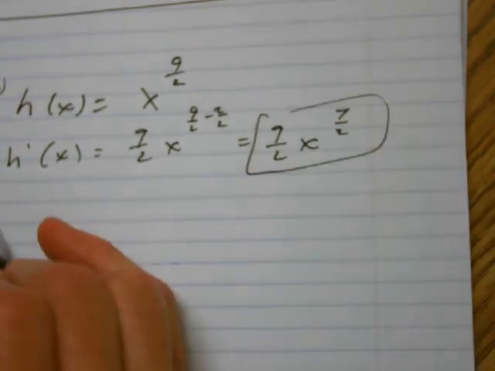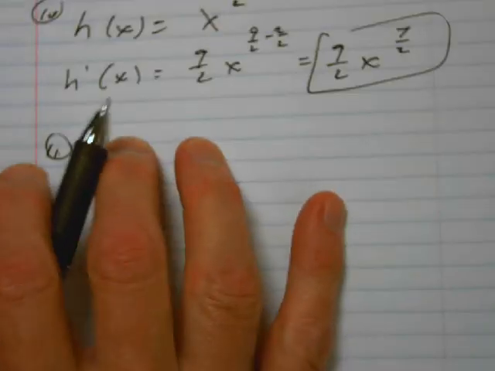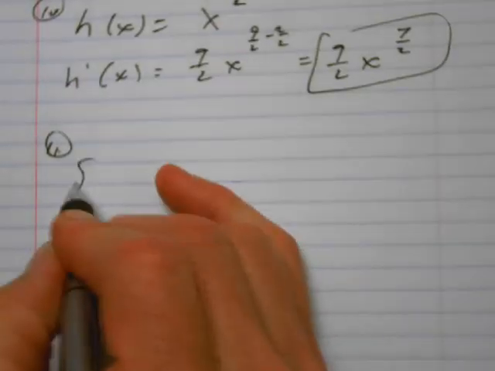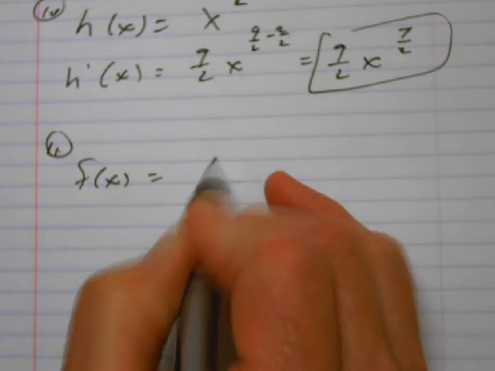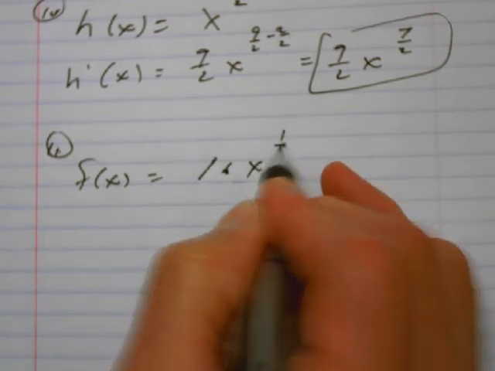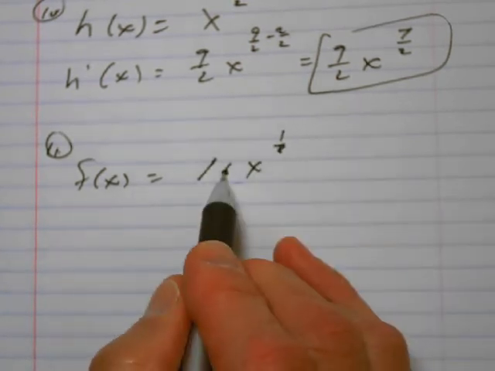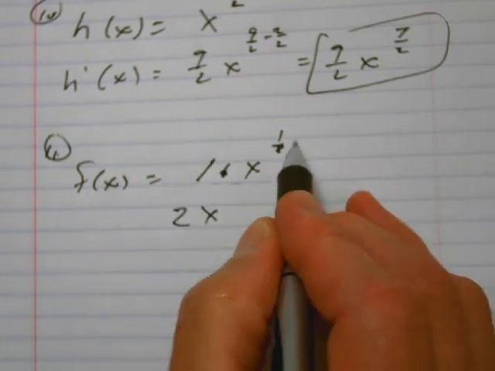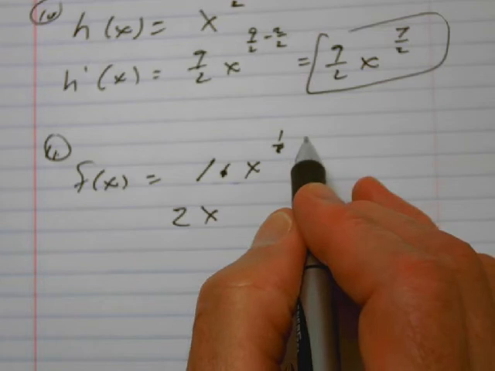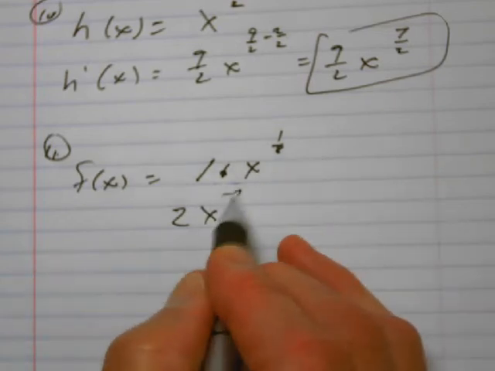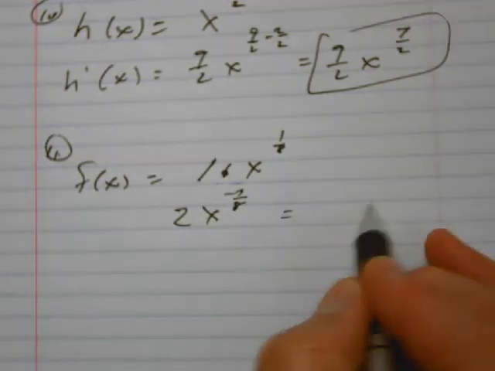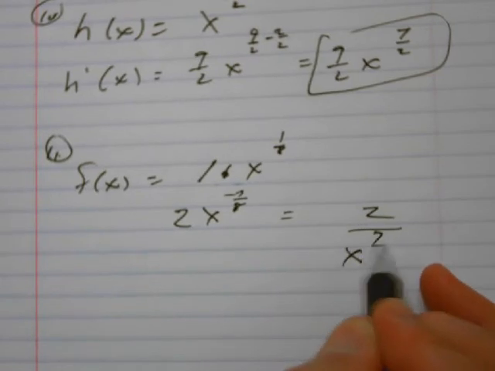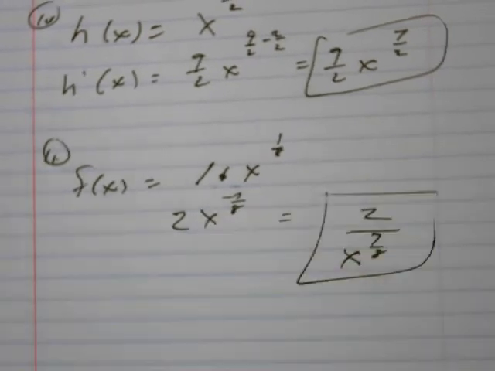Number 11 is not any harder, but we're looking to find the derivative of 16x to the 1/8. So 1/8 times 16 gives me a simple 2x to the subtract 1, so I'm subtracting 8 over 8 from that, giving me a negative 7 over 8, which is equal to 2 over x to the 7/8 with a positive exponent. Moving that down to the bottom.